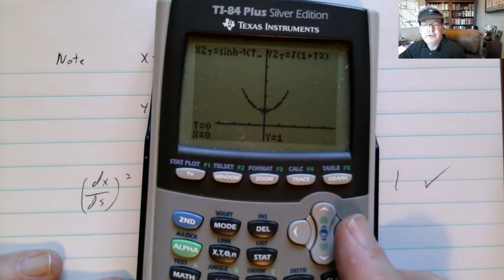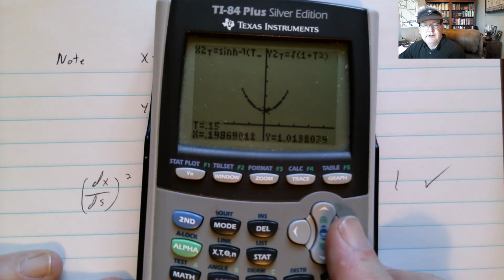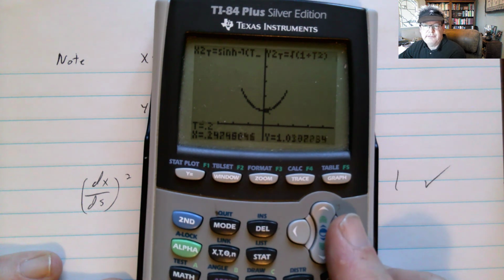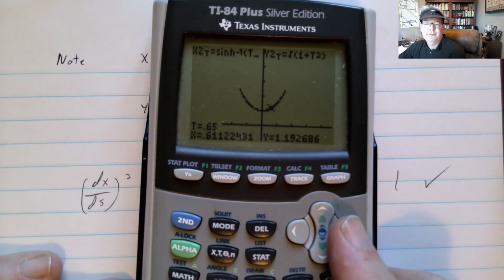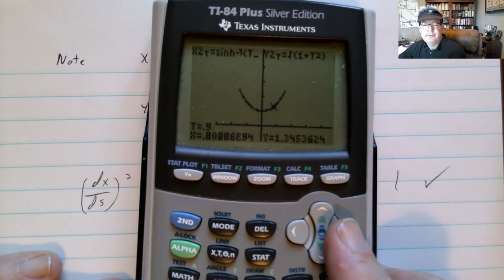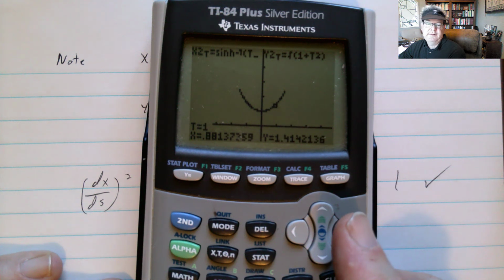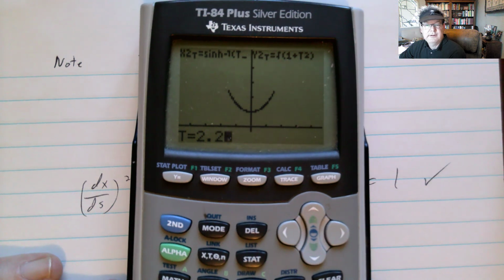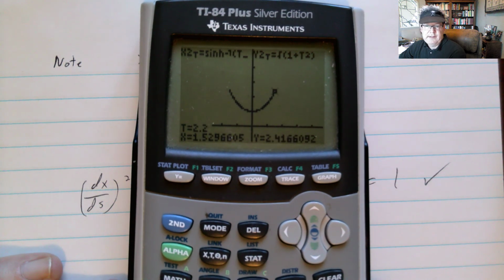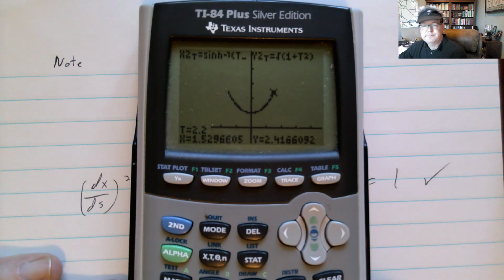And now as I move, the t value, I can't use s, so the t value is how far I've moved. And then where I am is the x and y below. So I've moved, let's go to 1 unit. So after I've moved 1 unit, that's the x and y. And if I go to 2.2, that's how far I've moved along the curve, the hyperbolic cosine curve.